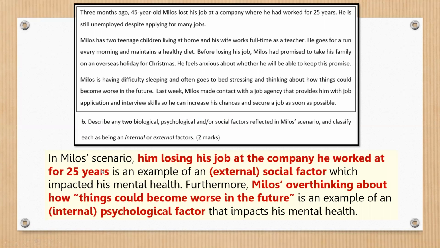So I've just written, in Milo's scenario, him losing his job at the company he worked at for 25 years is an example of an external social factor, okay? And furthermore, Milo's overthinking about how things could become worse in the future is an example of an internal psychological factor. That's about it, okay? We know most social factors are external in nature. We know most psychological factors are internal in nature. So that's basically where your marks come from, okay? 1 mark for classifying external and internal correctly, 1 mark for linking the specific factor to the scenario.